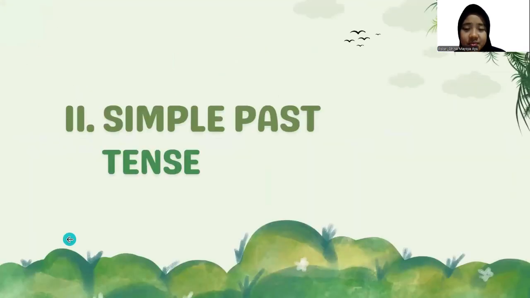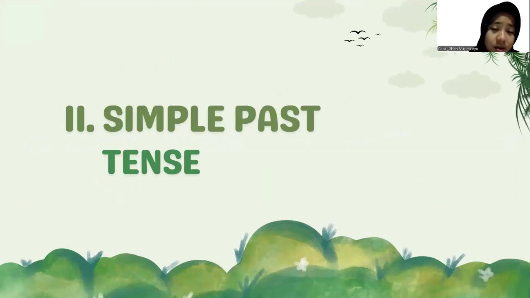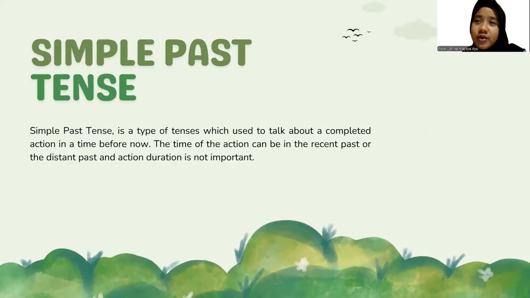Right, so maybe that's all about the simple present. Now let's hop onto the second material. We still have two more to go here. So let's just hop onto the second one, simple past tense. So if we already talked about simple present being something likely to happen habitually, repeated actions, and other things, simple past tense is something that happens in the past.